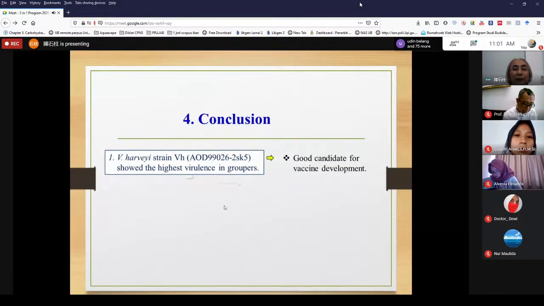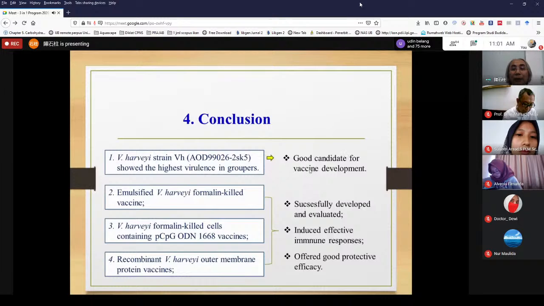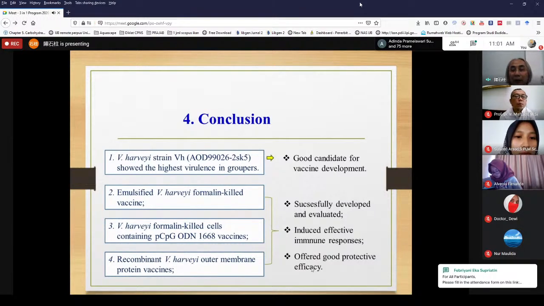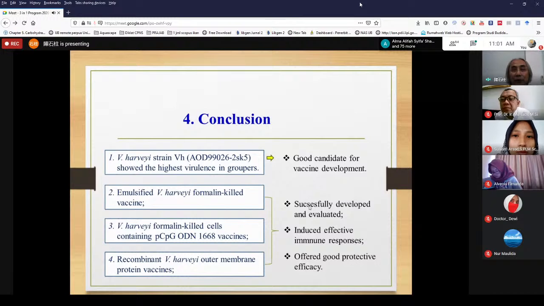Okay, let's go into the conclusion. This vaccine is a good candidate for vaccine development. The emulsified Vibrio harveyi formalin-killed vaccine was successfully developed and evaluated, induced an effective immune response, and offered good protective efficacy. Usually, according to the European regulation, the RPS should be higher than 65%. Otherwise, you cannot commercialize the vaccine. But from our study, three different vaccines already reached higher than 65%. So we also did technology transfer to a vaccine company in Taiwan. We hope they can commercialize it in the near future.